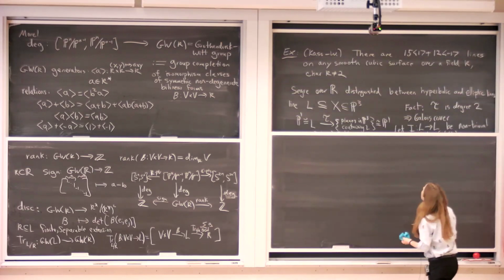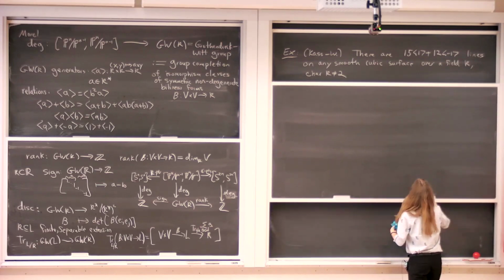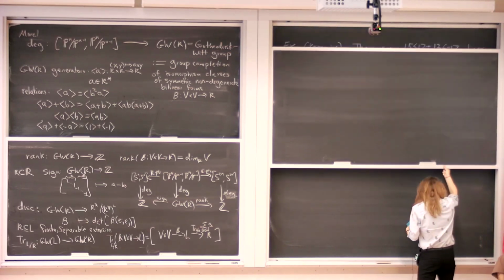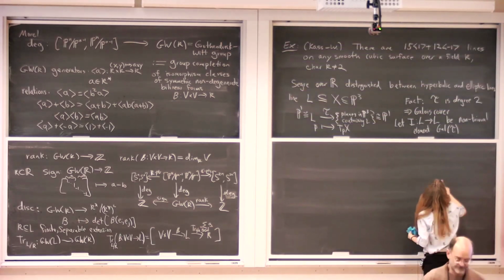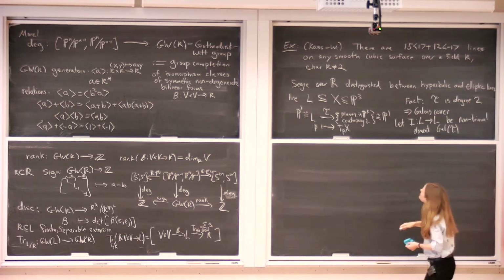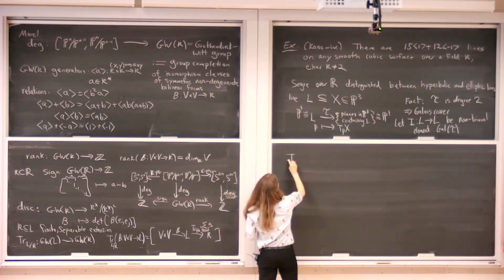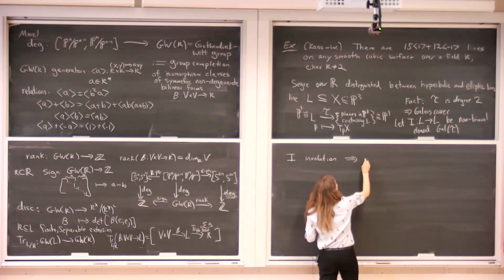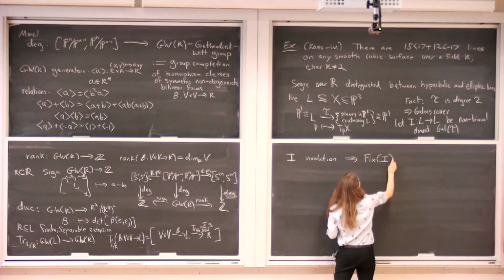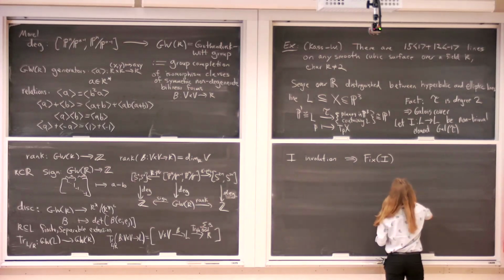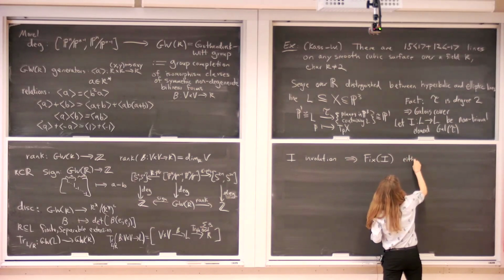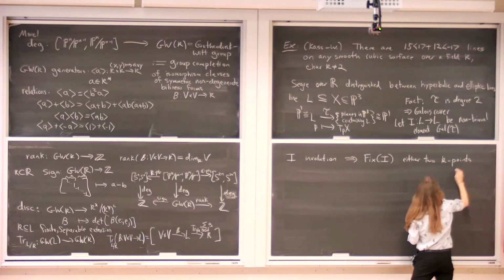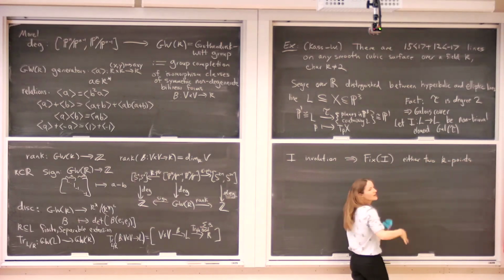I is an involution, so it has two fixed points. This implies that the fixed points of I are either 2 points defined over k, or a conjugate pair of points defined over some quadratic extension.